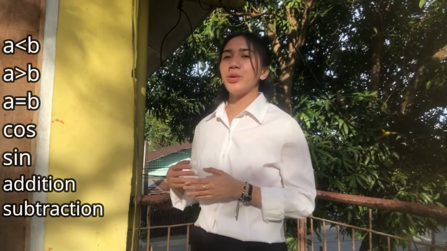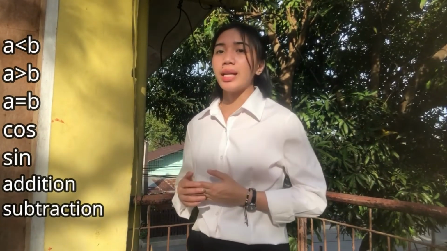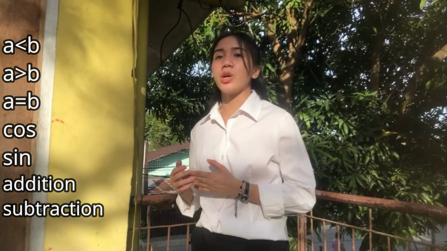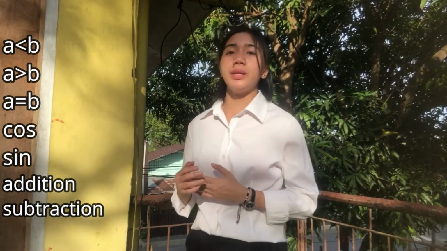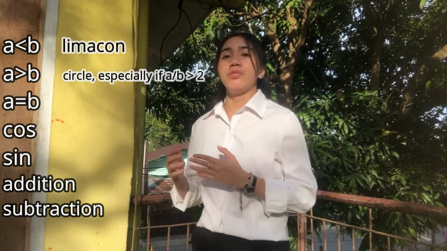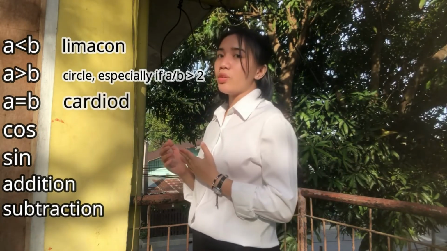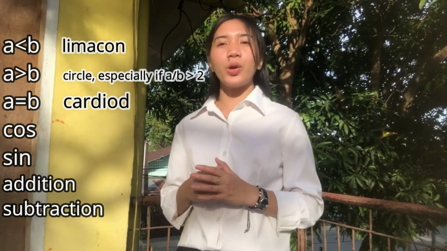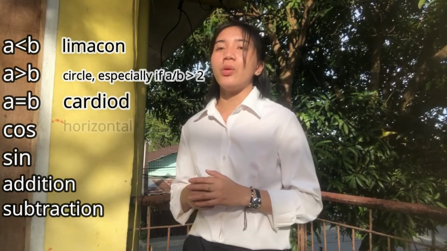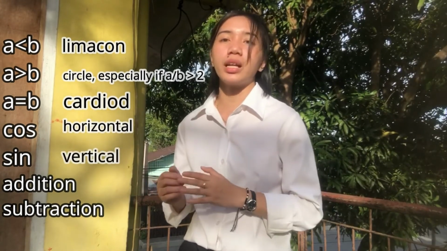So to summarize, here are our references that we have taken note of earlier. If the value of a is less than b, we can create a graph that is called a limacon. If the value of a is greater than b, we have a graph of a circle. If the value of a is equal to b, we have a graph of a cardioid. And if we have cosine in our equation, our graph will be horizontal. And if we have sine, of course, we will have a vertical graph.